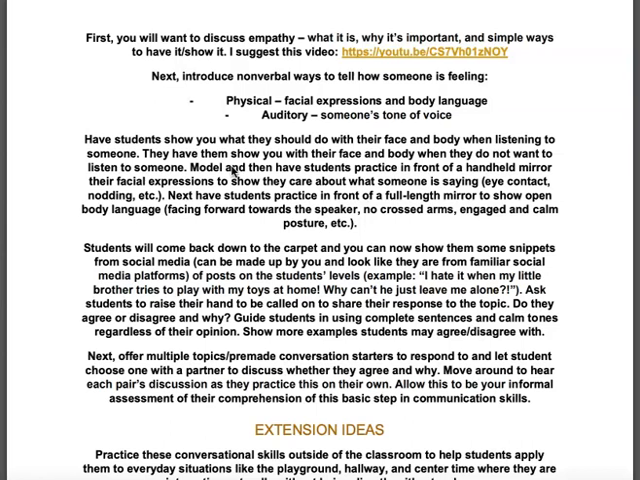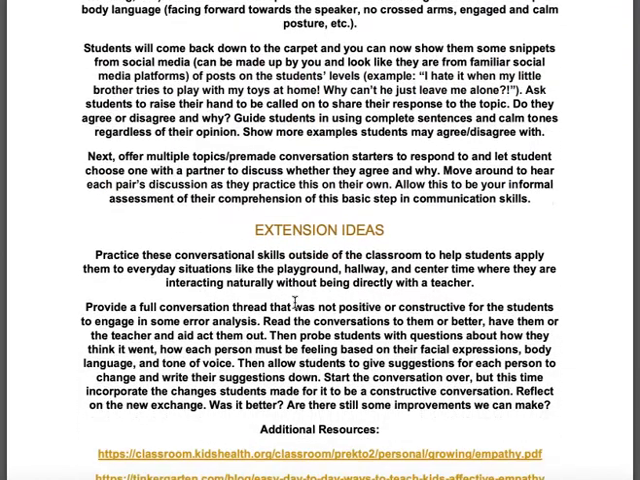I mentored them through this activity where they are facing towards the speaker. They do not have crossed arms. They are engaged and have a calm posture, what that looks like, and we practiced it.